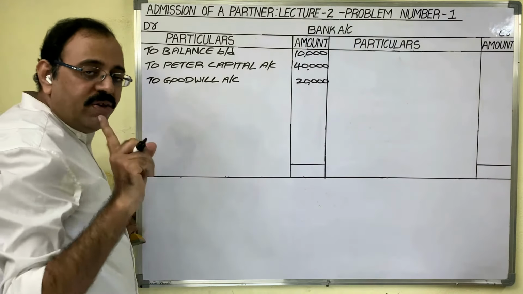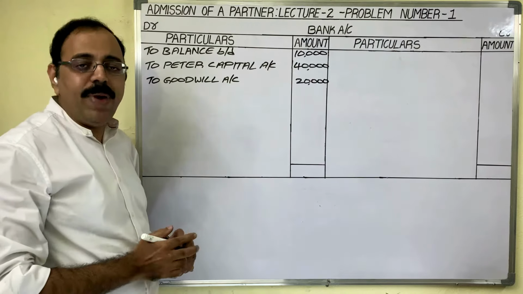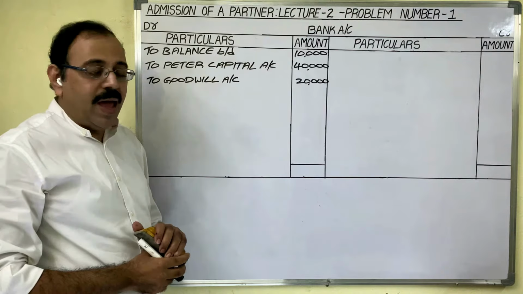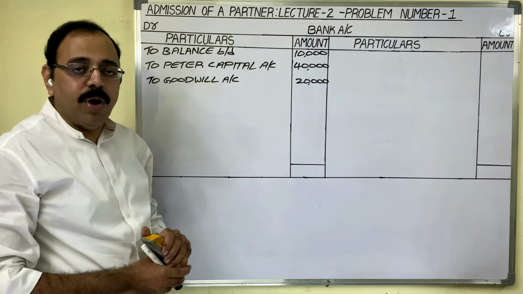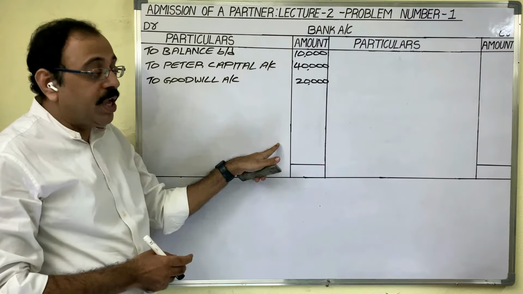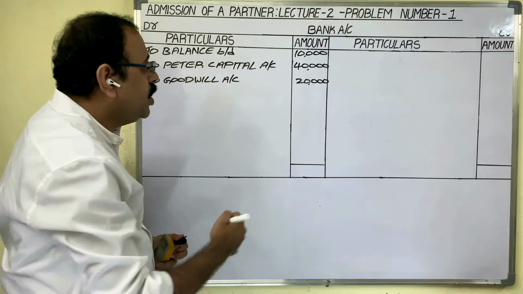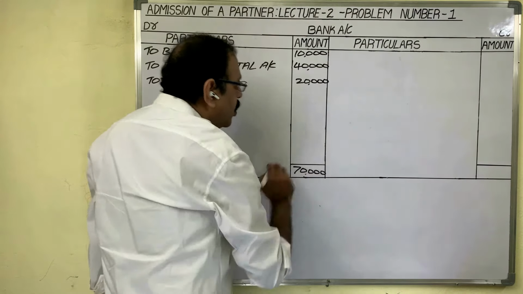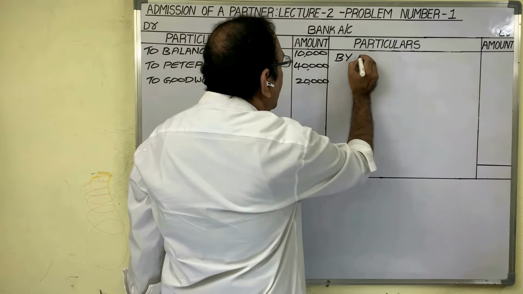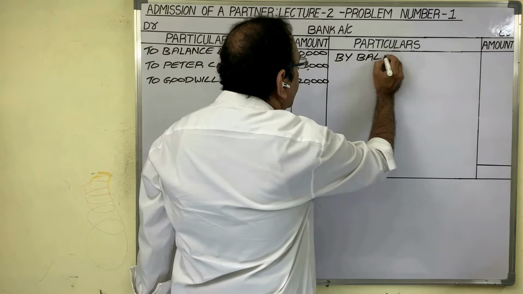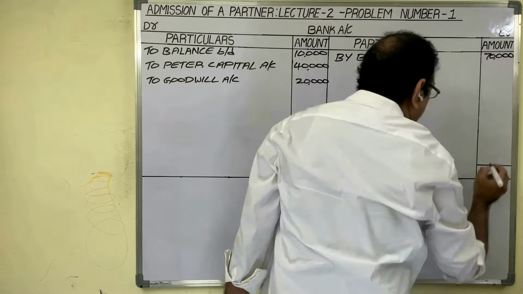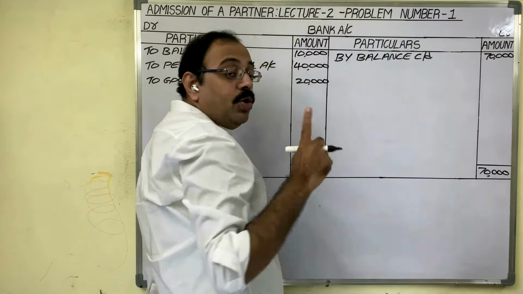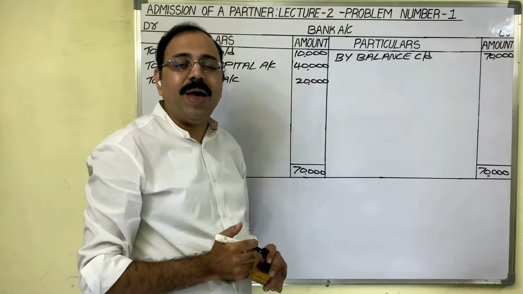Related to bank, only one entry we have. That entry we have posted in the bank account. So posting is completed. Next step is balancing. As on the credit side we have not written any amounts, the debit side total becomes the balance carried down. So put the total here, 70,000 rupees. The same amount you have to show as balance carried down on the credit side, 70,000 rupees. The total is also the same, 70,000 rupees. This 70,000 rupees in the new balance sheet under the asset side you have to show as bank balance.